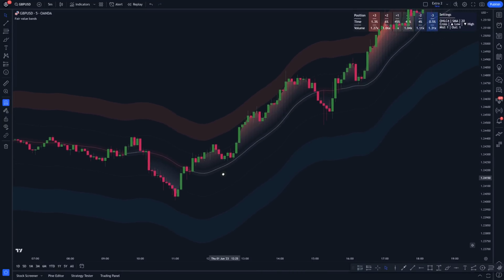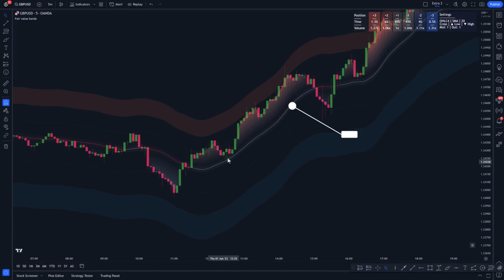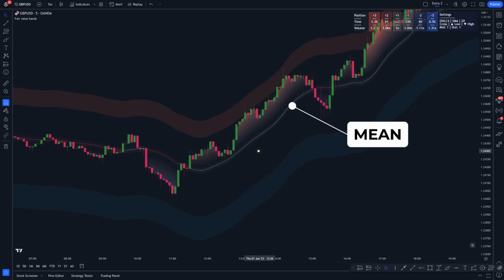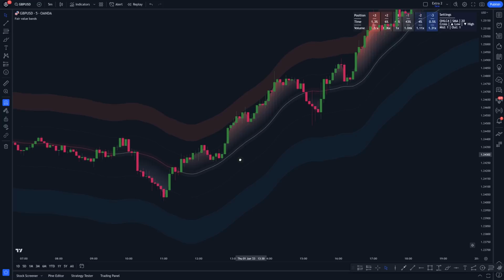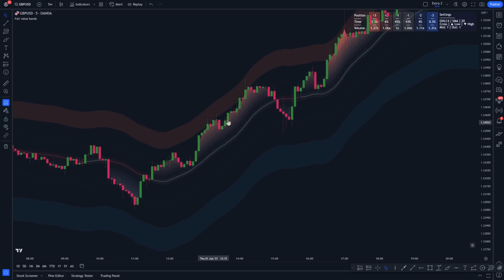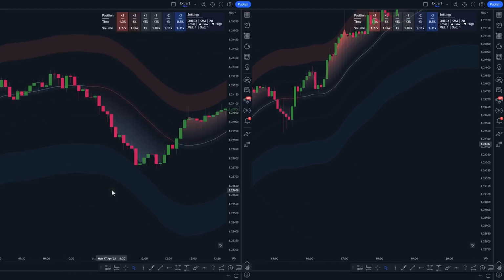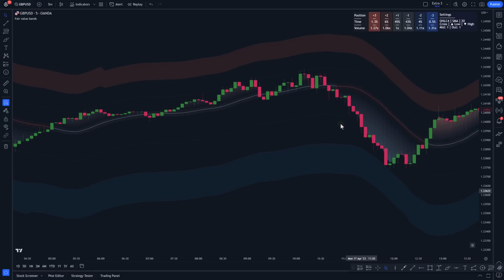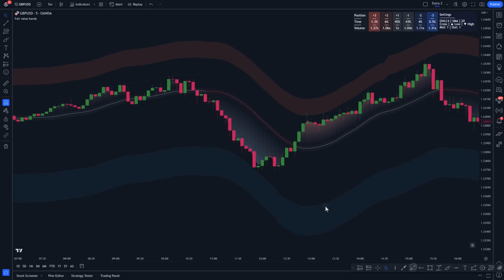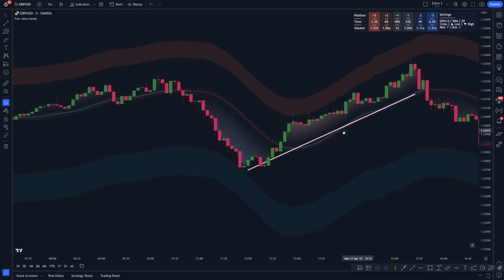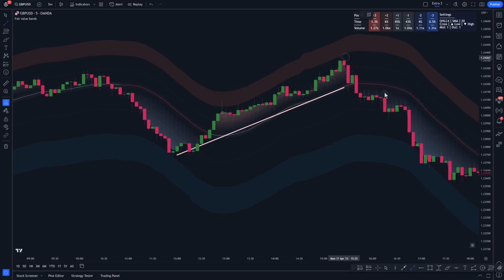Now, fair value bands work by showing dynamic points in price where the behavior is considered normal or not normal. This means it indicates when the price is trading at or around the mean, this middle line right here, which is considered the fair value. It also indicates when the price is deviating from the mean, indicating that the price is outside of what's considered fair value. This basically means the further away the price gets from this middle line, the higher the probability of it coming back to it or the trend reversing entirely. This is the basis of our trend reversal strategy.